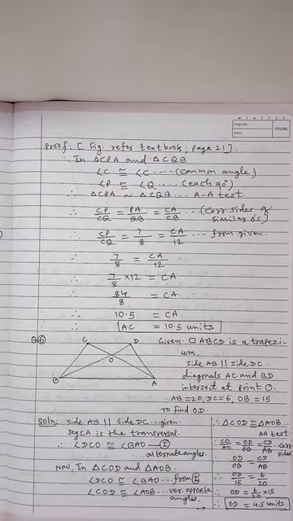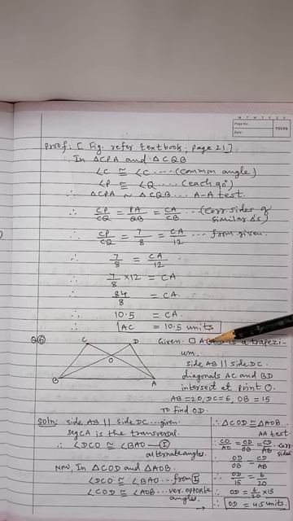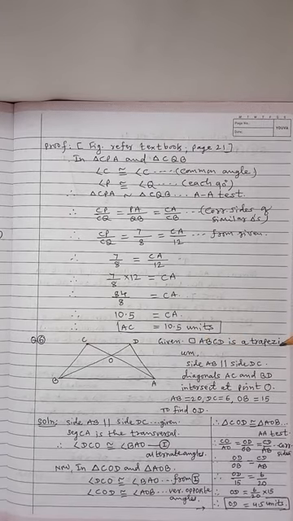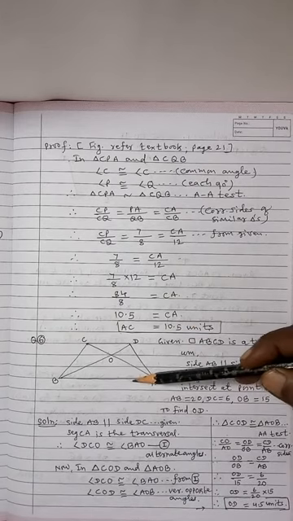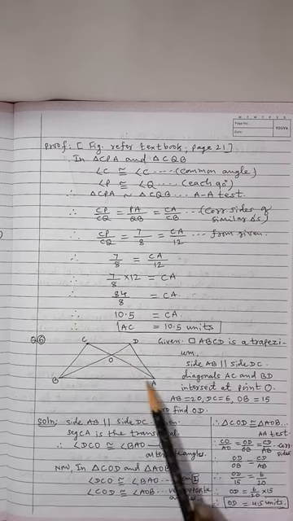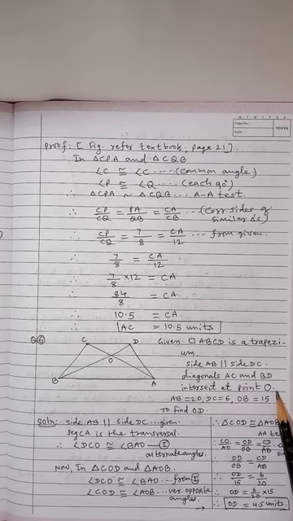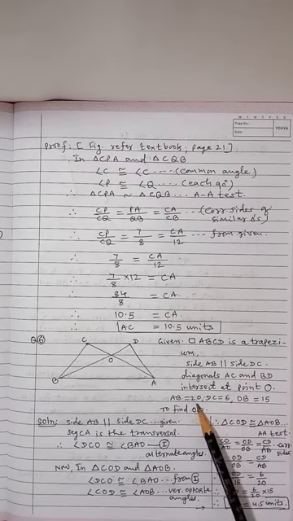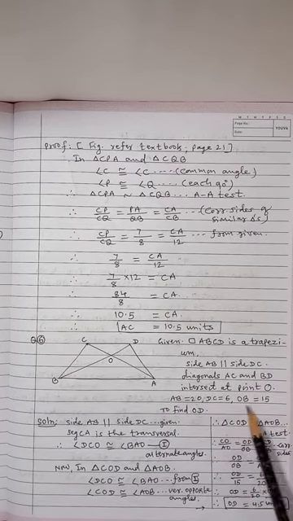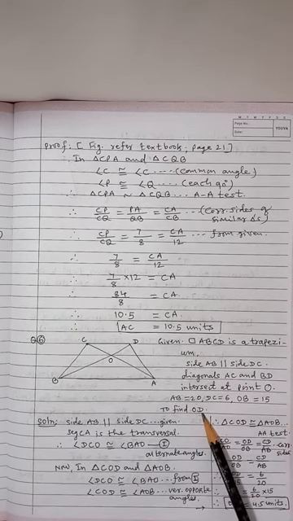See, here it is. Given: quadrilateral ABCD is a trapezium. Side AB is parallel to side DC. Diagonals AC and BD intersect at O. AB is 20, DC is 6, OB is 15, to find OD. Now we'll go for the solution.